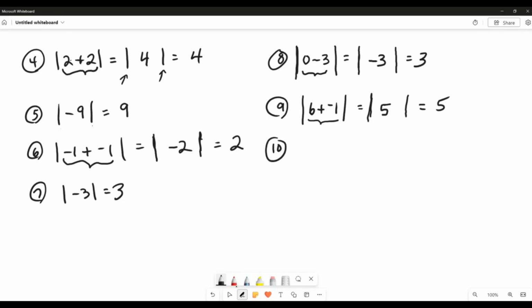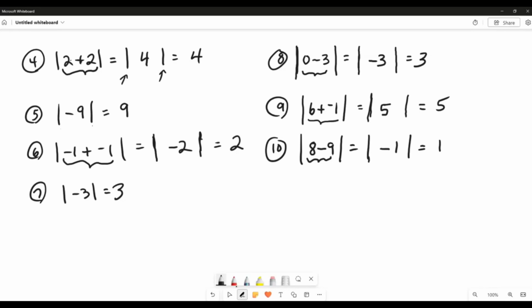Let's look at number 10. We have the absolute value of 8 minus 9 inside the absolute value bars. So we need to clean up 8 minus 9 first. What is 8 minus 9? Okay, that's correct. 8 minus 9 is -1. Now we can take the absolute value of -1 and get +1.